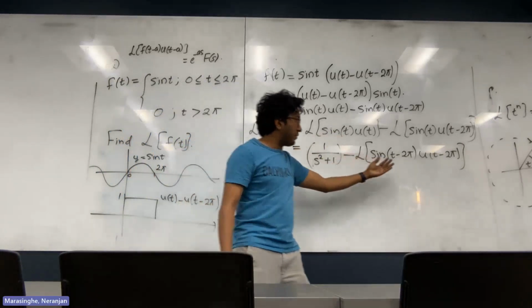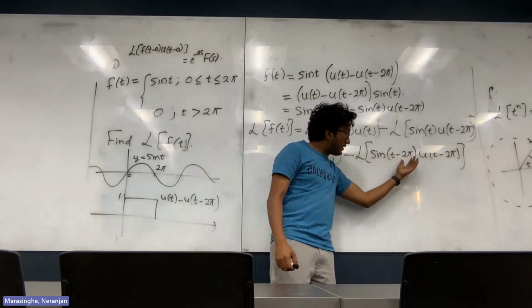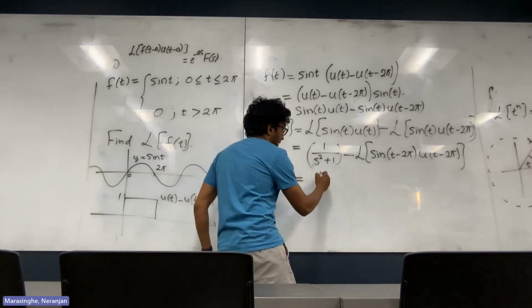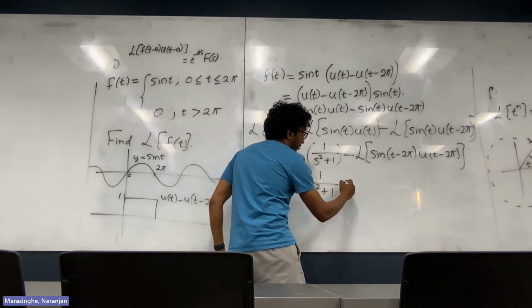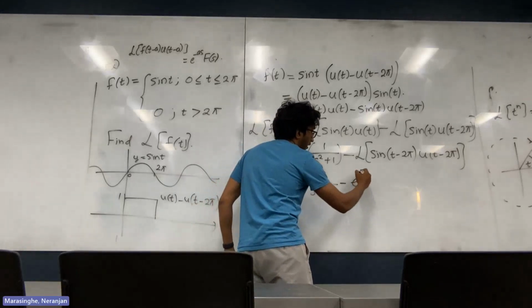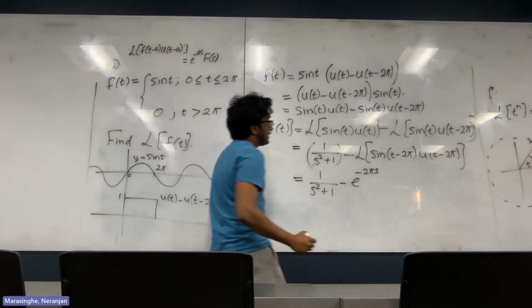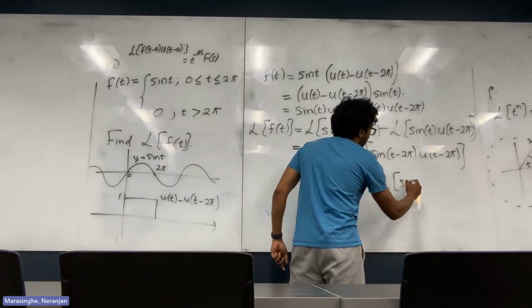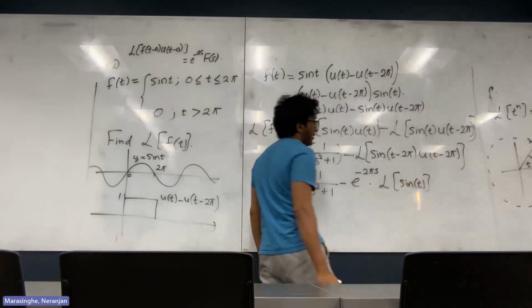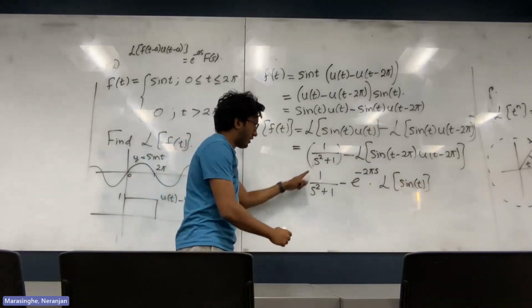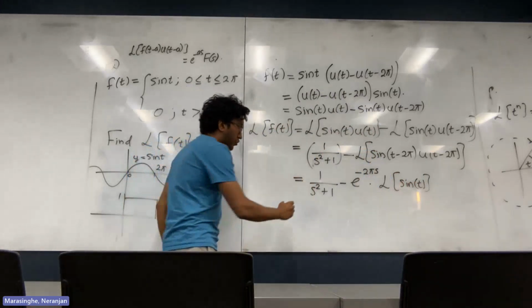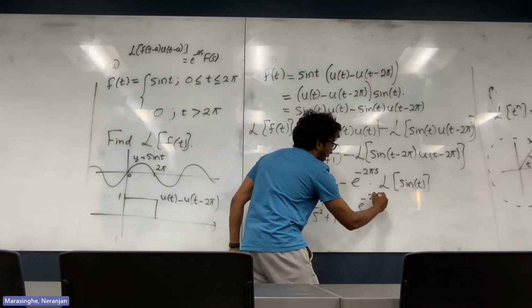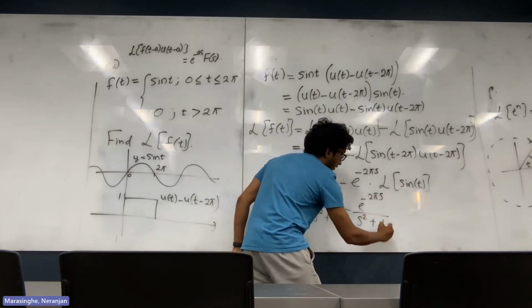And what has happened in the time domain? There is a translation by 2 pi. So what would happen in the Laplace domain? You have to multiply by e to the minus 2 pi s, because instead of a, I have 2 pi: e to the minus 2 pi s times the Laplace of sine t. I know the Laplace of sine t is 1 divided by s squared plus 1. So I would get 1 divided by s squared plus 1 minus e to the minus 2 pi s divided by s squared plus 1.